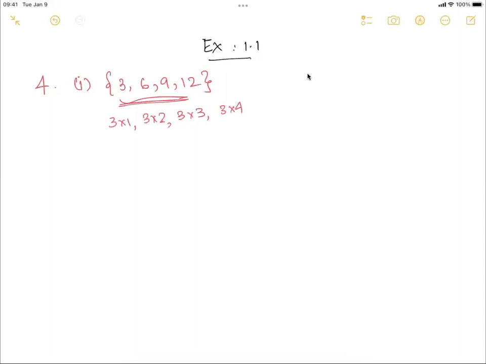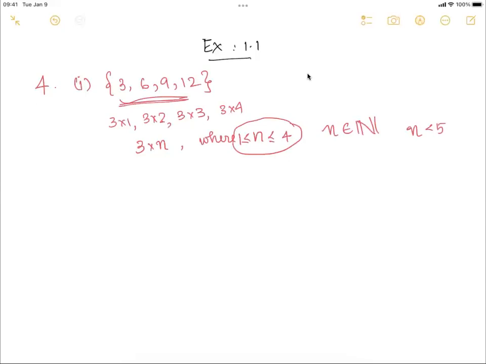Now I can generalize all of this as 3 times n, where n is less than or equal to 4. Or I can write the same thing, n is greater than or equal to 1, less than or equal to 4. Or I can write the same information as n belongs to the set of natural numbers, because natural numbers begin with 1, and n is less than 5.